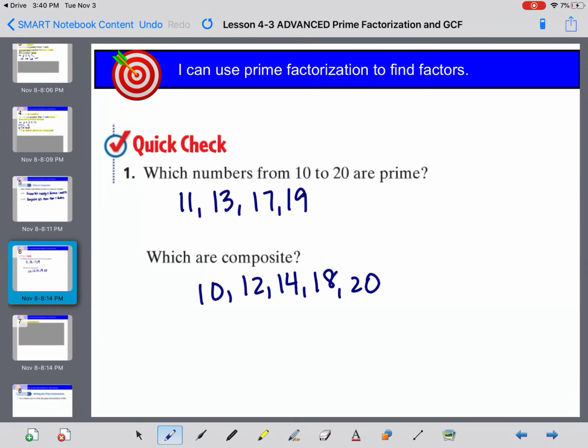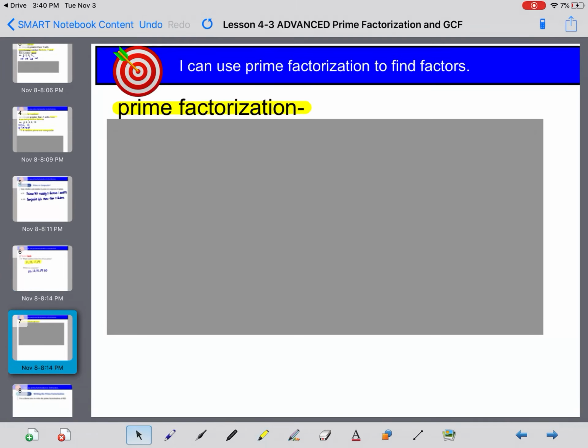All right, hopefully you got these same numbers that I did. Notice all of these numbers right here have only 1 and 11, 1 and 13, 1 and 17, 1 and 19 are the only numbers that go into them, and that's not the same case for the composite numbers of 10, 12, 14, 18, and 20. All right, good review. Let's go on.